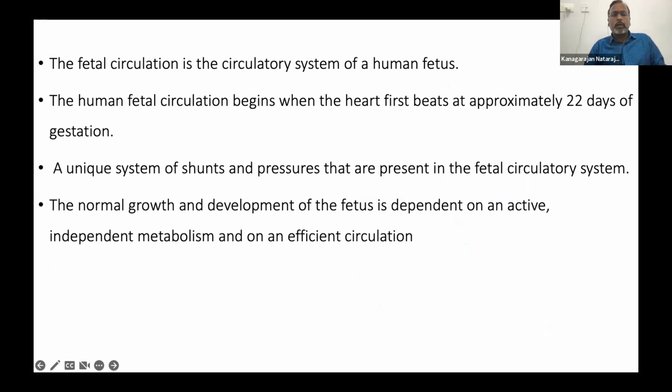When you talk about the fetal circulation, it is the circulatory system of the human fetus, and this is the first system to develop in a fetus. The human fetal circulation begins when the heart first beats at approximately 22 days of gestation. This is a unique system in that you have intra and extra cardiac shunts present in the fetal circulatory system. This is very important for the normal growth and development of the fetus, because the fetus has an independent metabolism through the placenta.